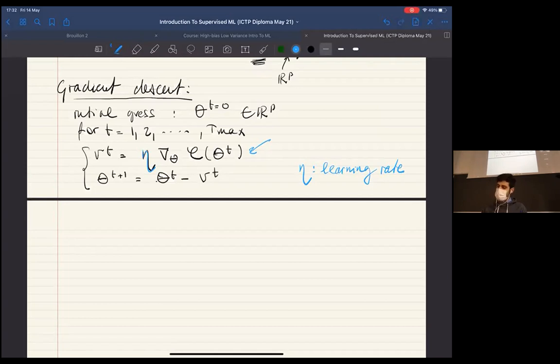This learning rate defines the scale of the increment by which you will follow the gradient. You see that if eta is zero, the new value at time t plus one of the parameters is unchanged. If eta is large, there is a minus here, which means that you will go in the opposite direction of the gradient by a large increment. You are doing bigger steps when the learning rate is large.